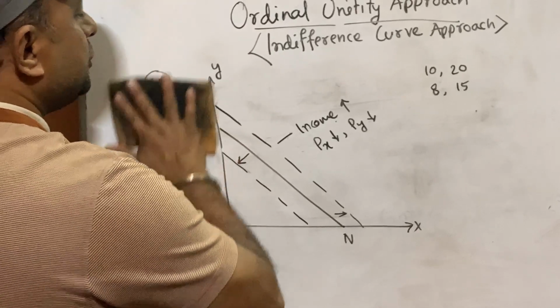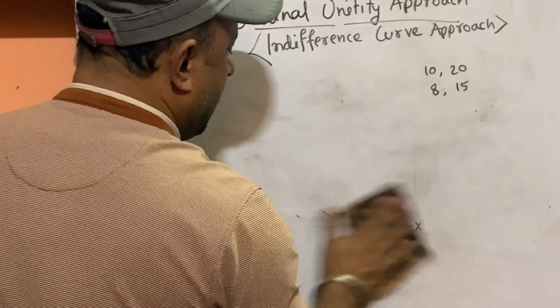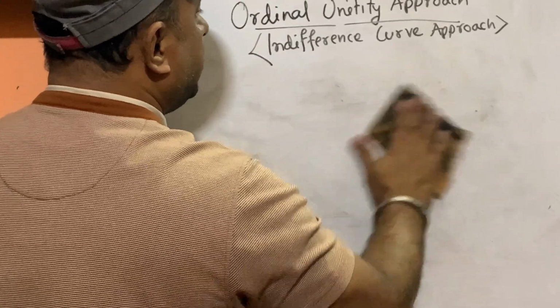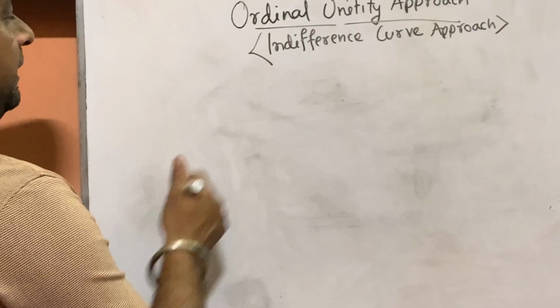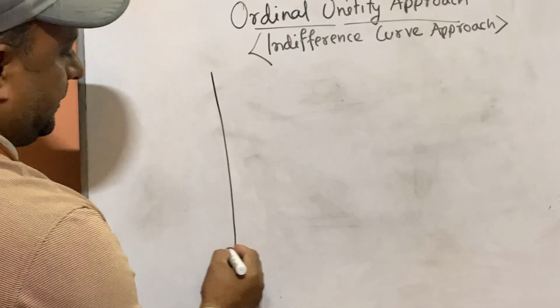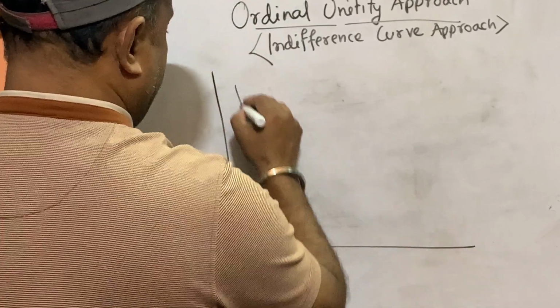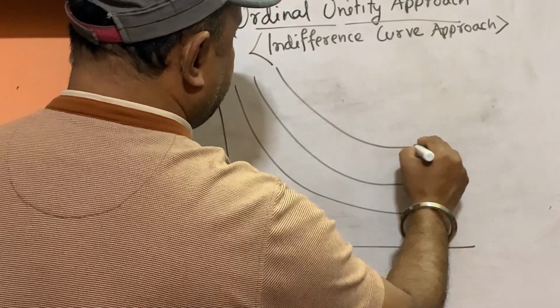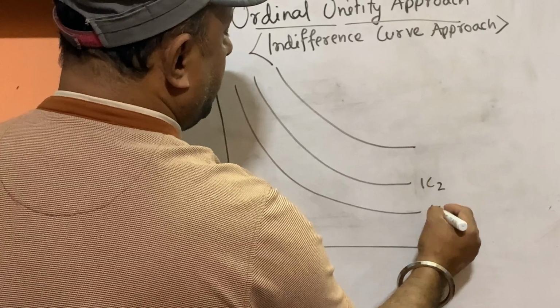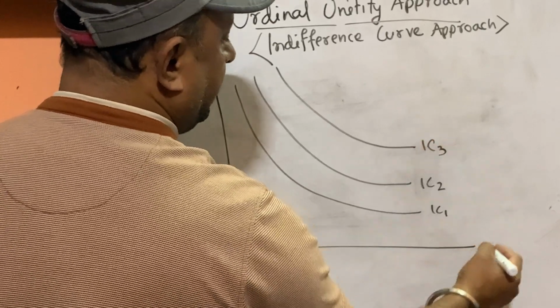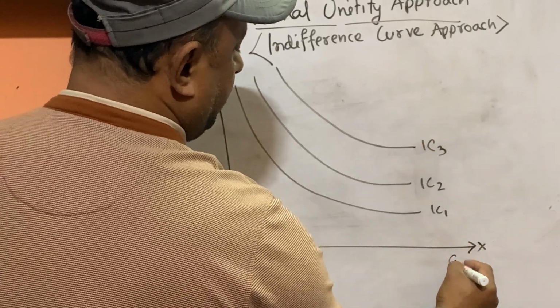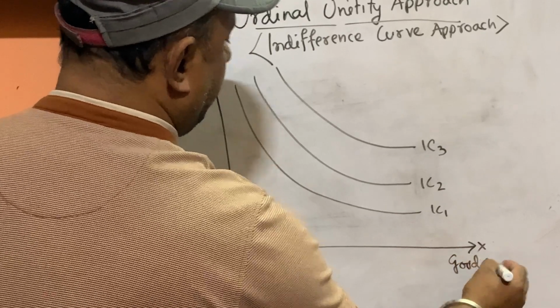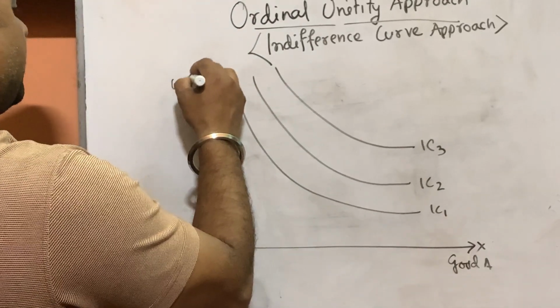Now, where does the consumer reach equilibrium? How does the consumer reach equilibrium? We take the earlier indifference map. Suppose these are the three indifference curves, IC2, IC1, IC3. This is good A, this is good B.